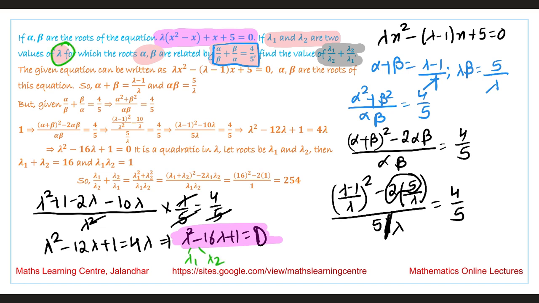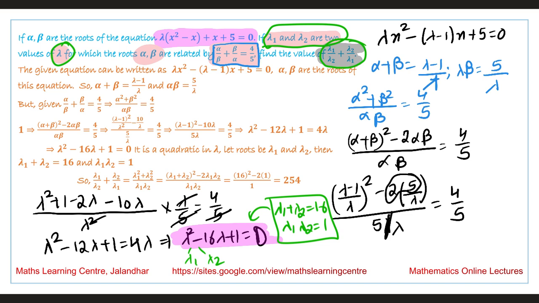There are two values, lambda 1 and lambda 2, and we have to write the relation, find the value of lambda 1 by lambda 2 plus lambda 2 by lambda 1. So clearly we have lambda 1 plus lambda 2 equal to 16, and lambda 1 into lambda 2 equal to 1, that is the sum of the roots and the product of the roots.